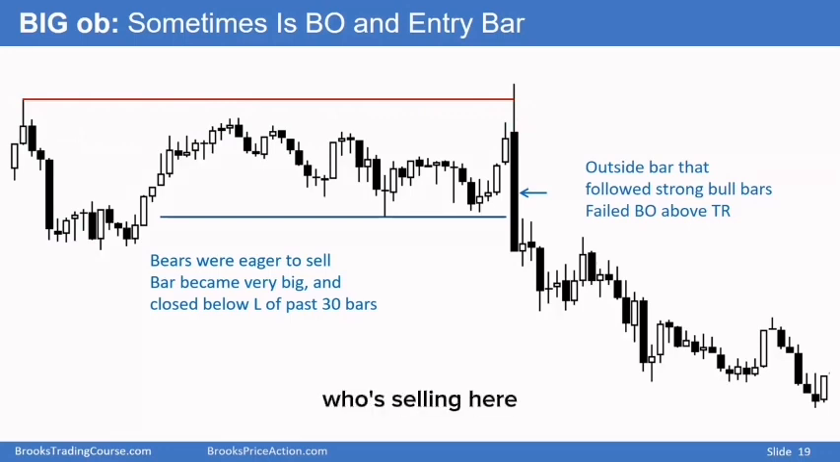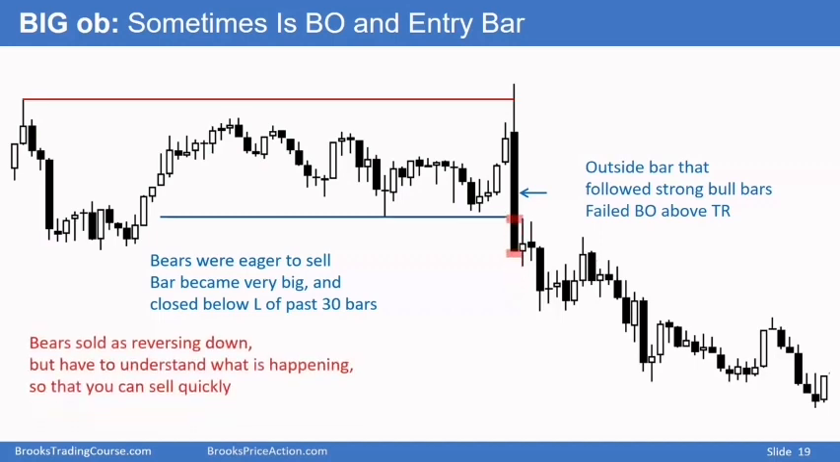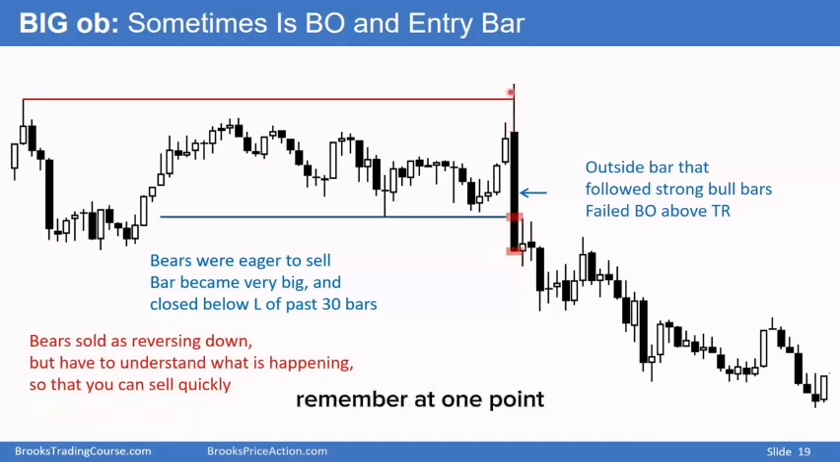Who's selling here? The bulls are clearly giving up. So the bulls who bought above there or who bought anywhere in here, once it starts to fall, they're giving up. They're selling. The bears know that, and the bears are selling as well. This happens quickly. Remember, at one point, this was a bull bar, and traders are thinking it's going up, and then immediately it reversed down.